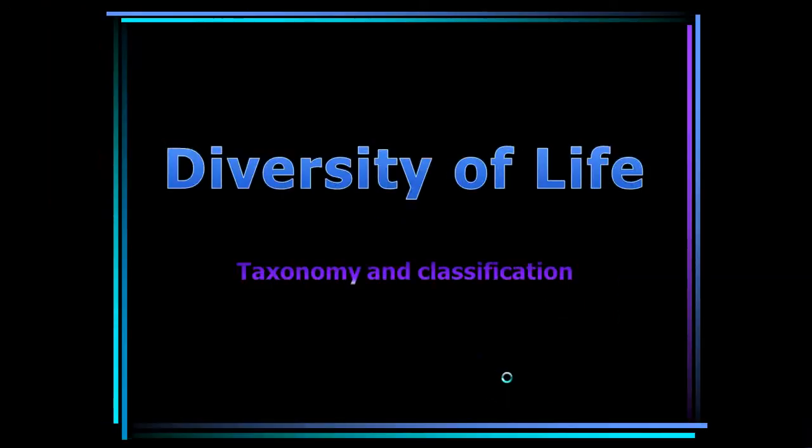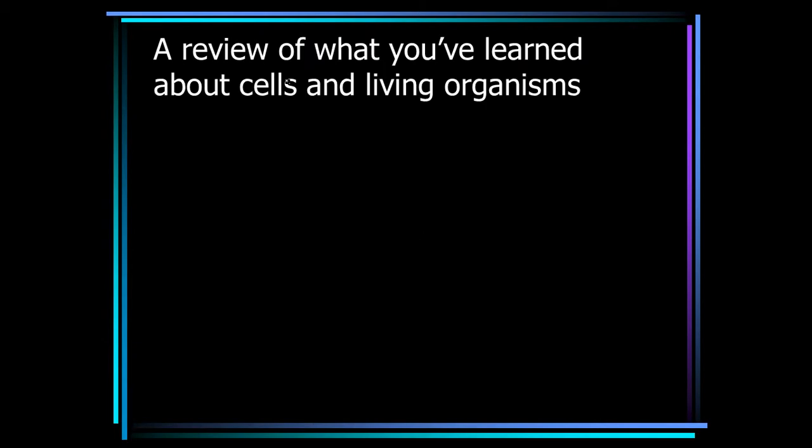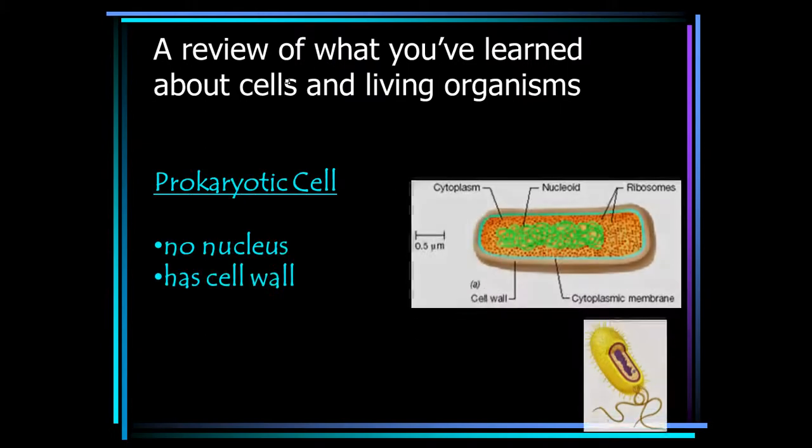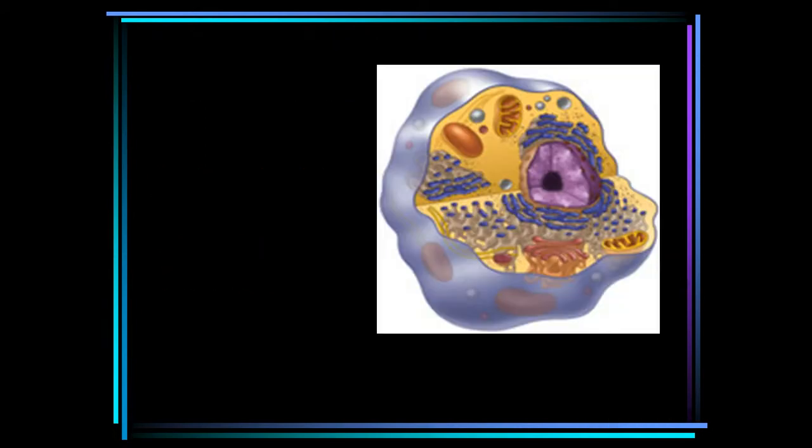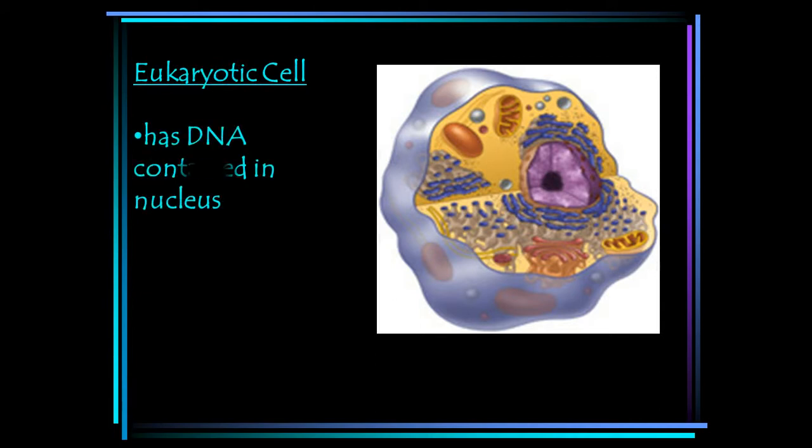The diversity of life. Our next unit is on taxonomy and classification of living organisms. Let's review what we've learned about cells and living organisms up to this point. We know that there's a prokaryotic cell, which has no nucleus, but does have a cell wall. Things like bacteria are prokaryotic. We also know that there's a eukaryotic cell. This is differentiated because it has DNA that's contained in the nucleus.